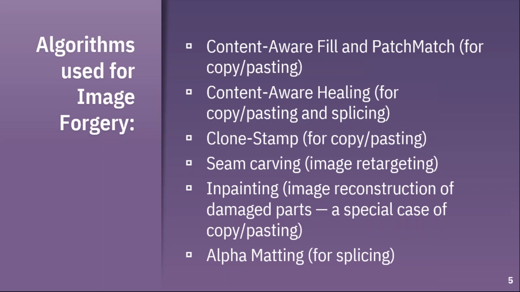Then one technique is alpha matting, which is basically used for splicing. What do we do in alpha matting? We extract the foreground and the background of the image, specifically targeted on the foreground. We separate the foreground and the background, and then we can replace it with some other image.